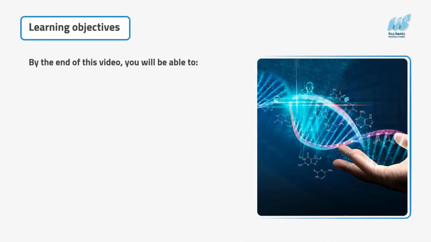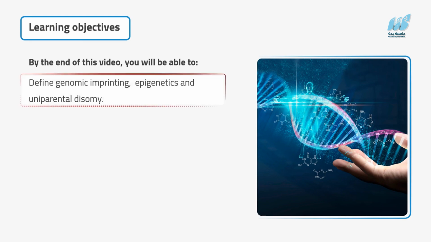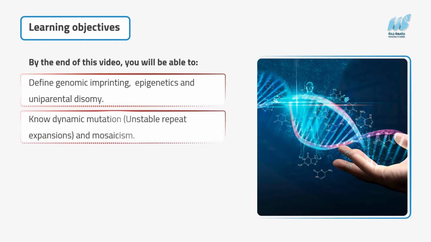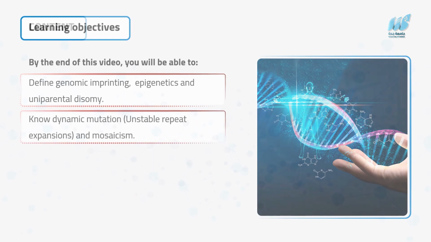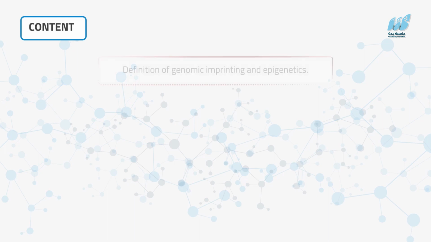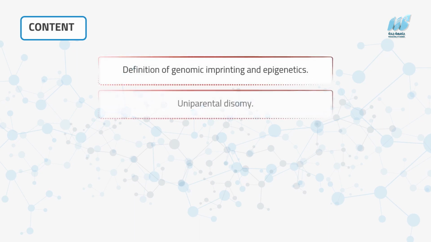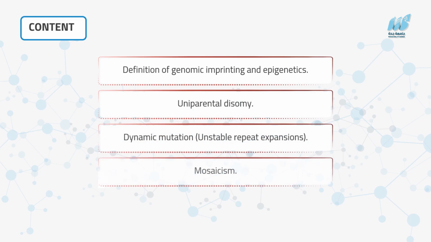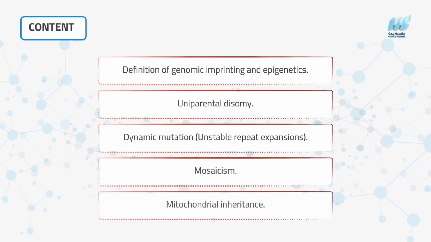Dear student, by the end of this video, you are expected to define genomic imprinting, epigenetics, and uniparental disomy. You will also know the definition of dynamic mutation. In today's lecture, you will know other types of inheritance. It's called non-Mendelian because it does not follow the Mendel law of segregation.